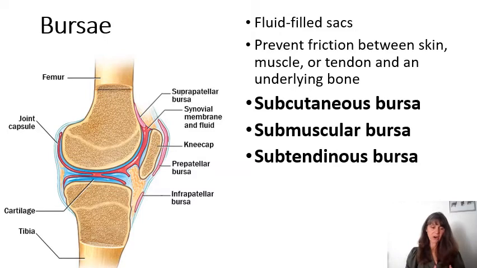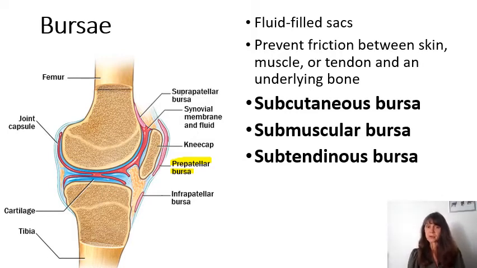Sometimes bursae are named according to a particular structure within a joint, or sometimes they're simply named according to where they are in relation to other structures. For example, a subcutaneous bursa is a bursa found just under the skin, such as is the case with the prepatellar bursa. It is just under the skin, therefore is a subcutaneous bursa.